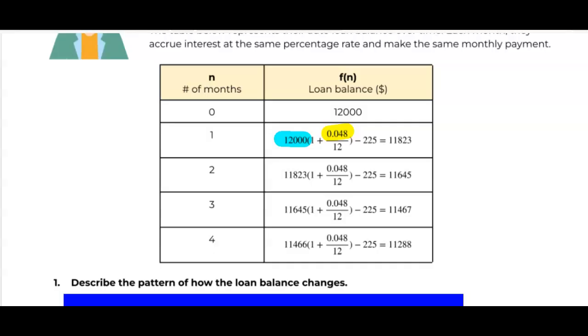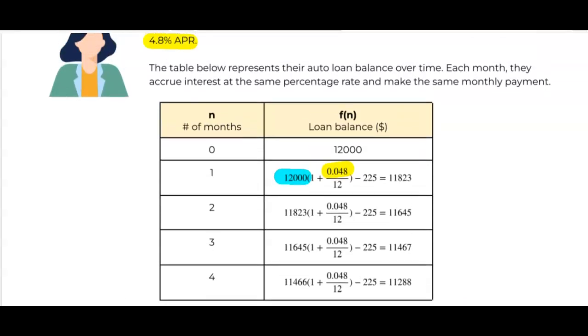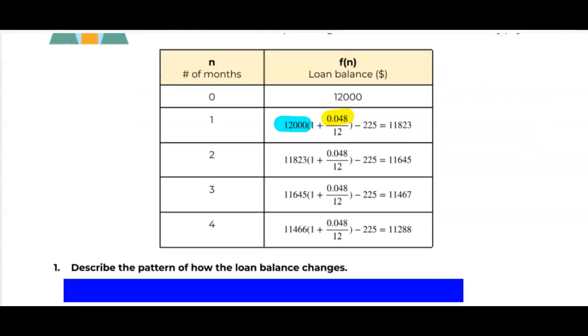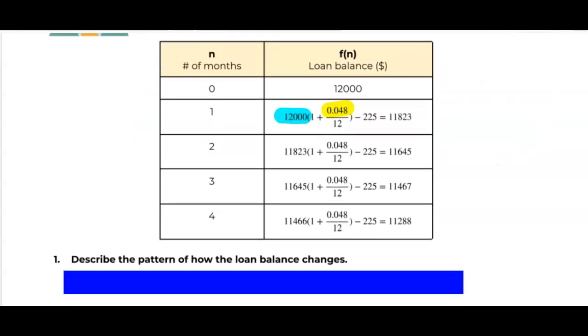But then we're throwing in a little bit of extra thing in here, this minus 225. So that's new to us, right? We haven't seen that before. So you can speculate what that means. At minus 225, we get a new amount. Then month 2 works off of the previous month's amount, so we're starting with 11,823. And we do all the same things. So we're doing 1 plus our interest rate over 12, subtracting 225 again, we get a new amount.